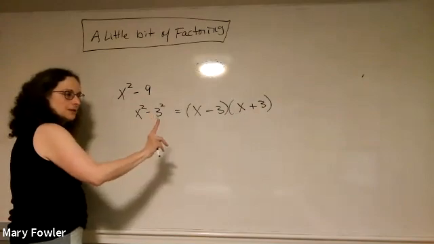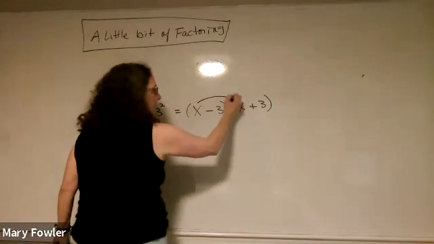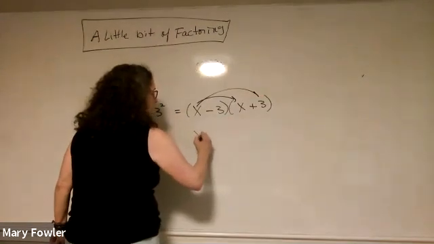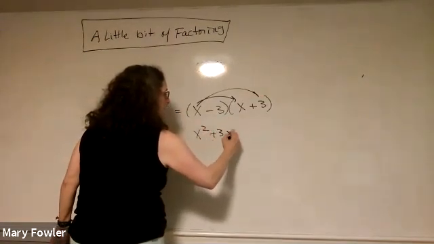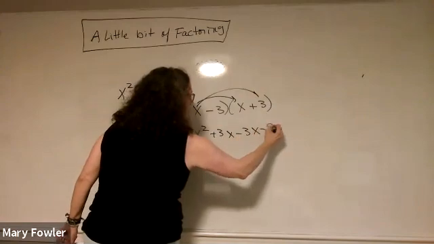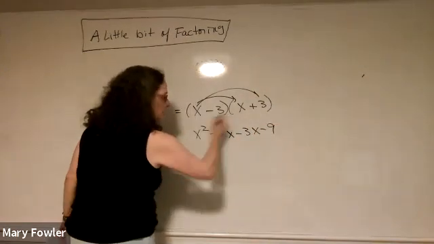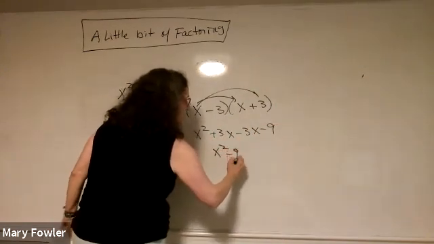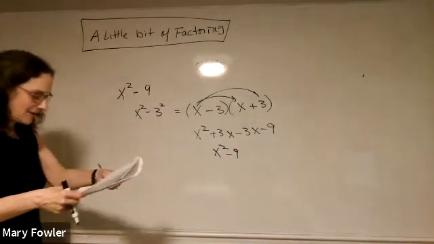Let's check it. X squared plus 3x minus 3x minus 9. The middle terms cancel, x squared minus 9. Okay, so I have a couple more problems.